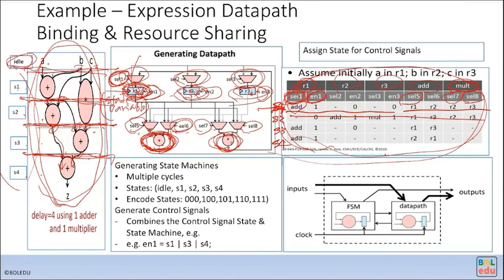And right now, I want to generate the select. For example, I want to generate enable 1. This is a register enable. And you look at this table. Enable 1, when is enable 1 active? You can look here, that it is at state 1, state 3, and state 4. So there's state 1, state 3, and state 4. So you generate the control signal.